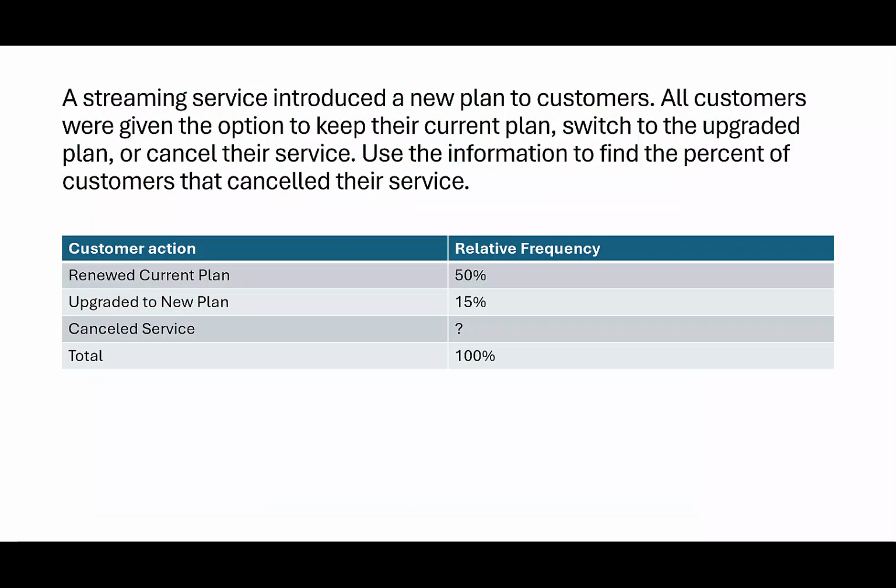Let's look at one more example. A streaming service introduced a new plan to customers. All customers were given the option to keep their current plan, switch to the upgraded plan, or cancel their service. Let's use the information to find the percent of customers that canceled the service. From our chart, we can see that 50% renewed the current plan, 15% decided to upgrade to the new plan. What we don't know is the percent of customers who canceled. To find the missing percent, we'll take 100% minus 50% minus 15%, which is 35% decided to cancel.